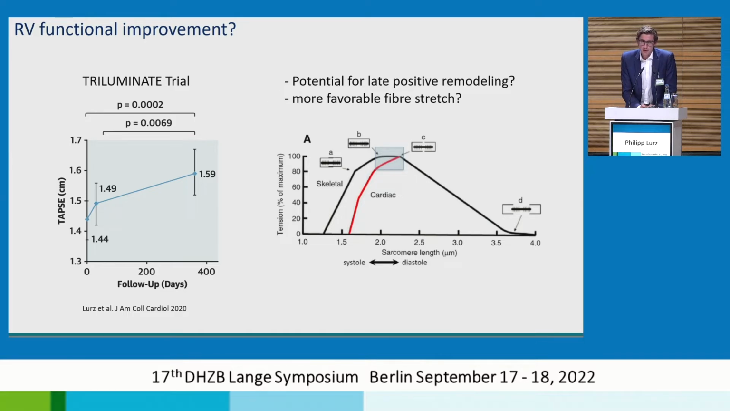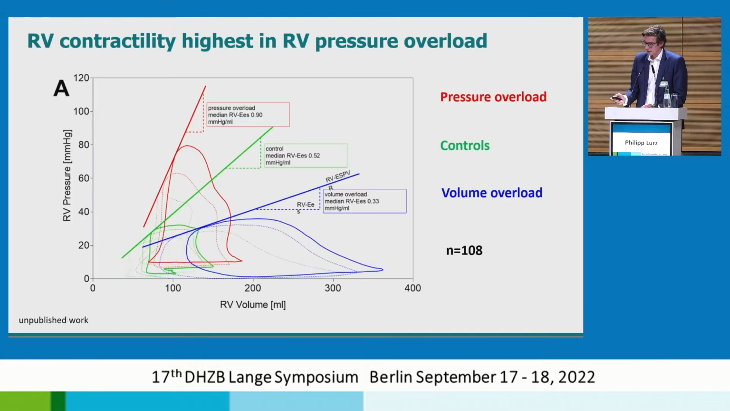And the explanation might be that as much as sometimes one is focused on RV pressure overload, obviously the volume overload is also quite detrimental, and we reduce right ventricular volume overload and might therefore improve myocardial fiber stretch.